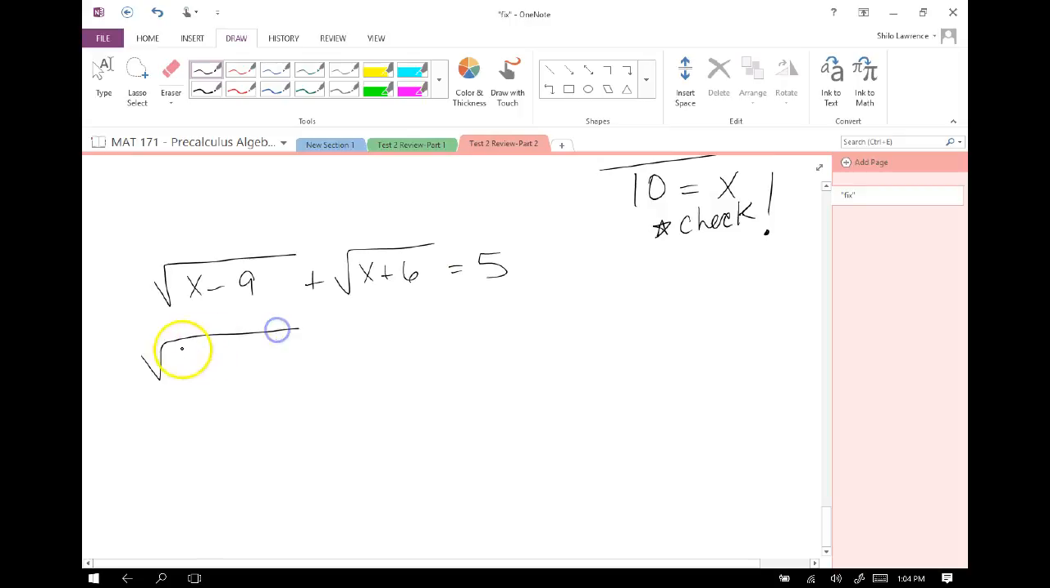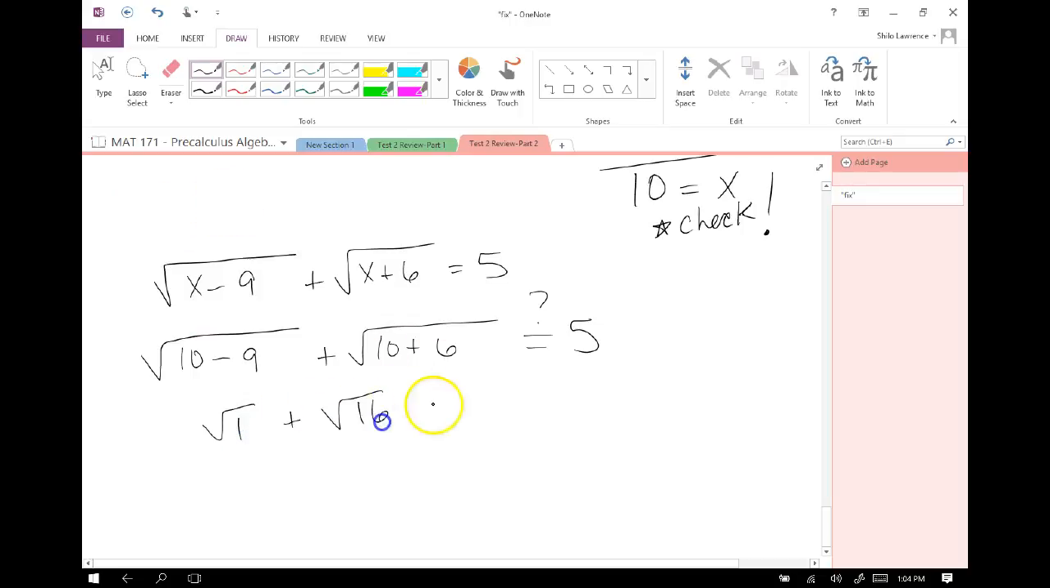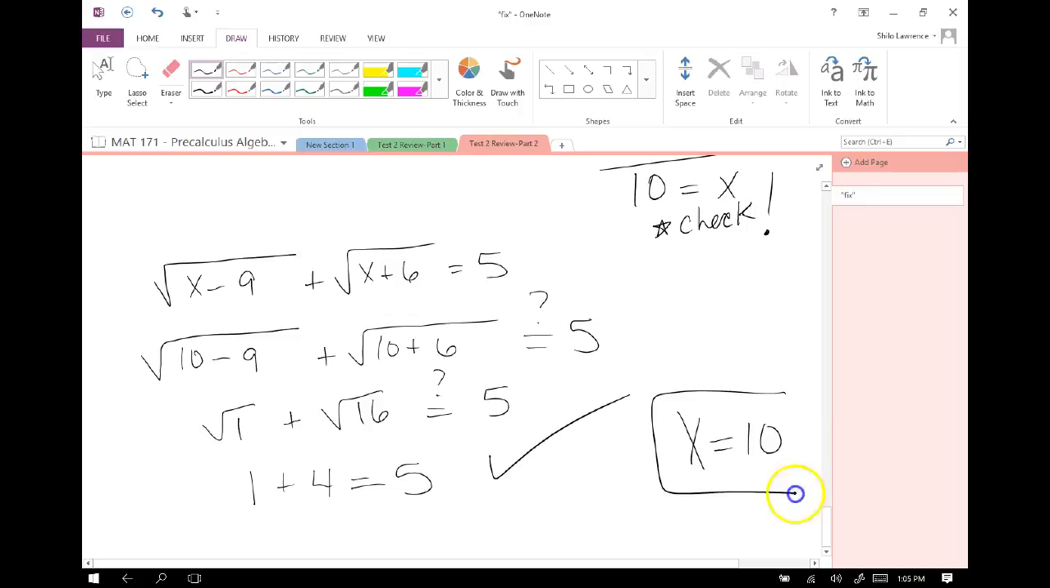So the square root of 10 minus 9 plus the square root of 10 plus 6, does that equal 5? Well, 10 minus 9 is 1. 10 plus 6 is 16. The square root of 1 is 1, and the square root of 16 is 4. 1 plus 4 is 5. Excellent. X equals 10 is our answer.